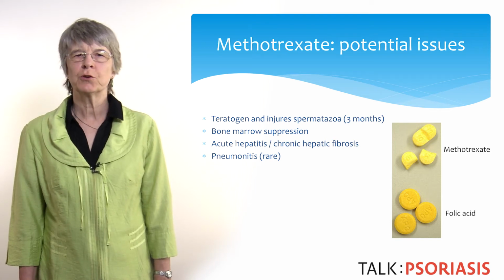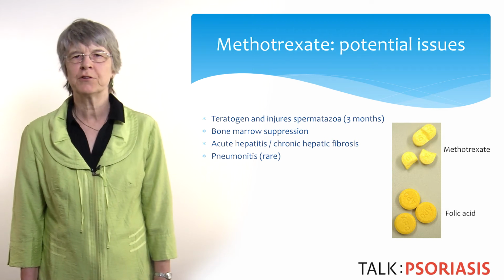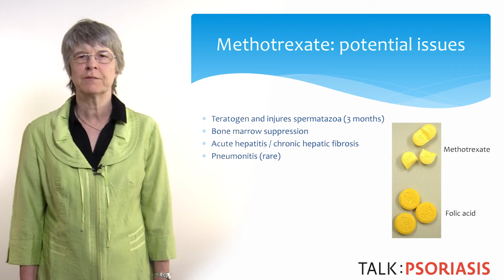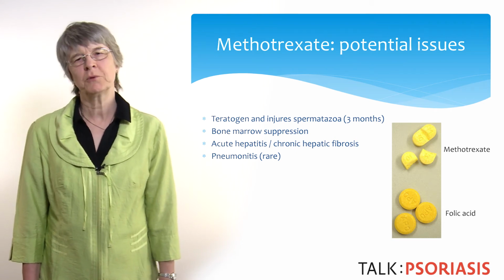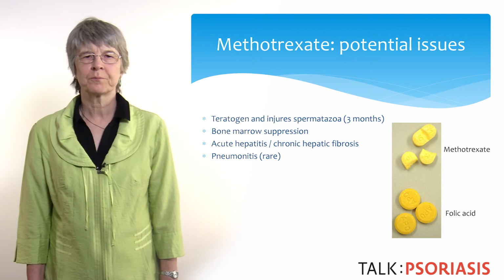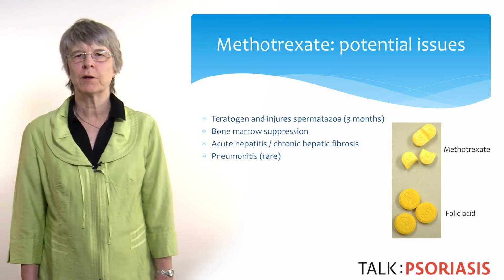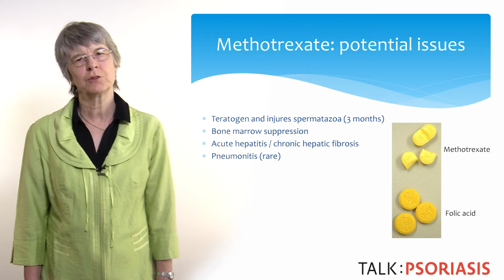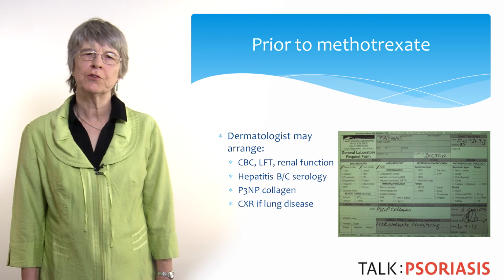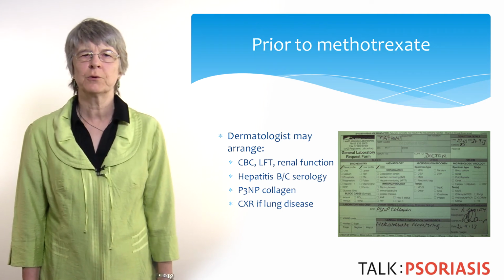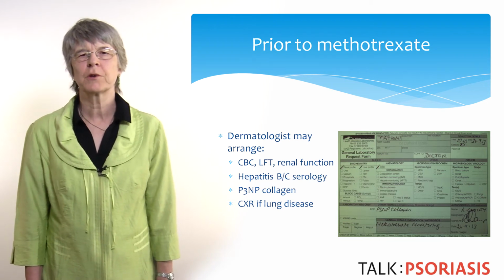It can cause acute hepatitis or chronic hepatitis with fibrosis, particularly in patients who already have damaged liver, most often due to previous hepatitis, viral hepatitis, or fatty liver. Pneumonitis is rare. Another problem is methotrexate and folic acid are both yellow tablets, which can confuse the patient. Prior to methotrexate, the dermatologist is going to arrange a number of tests to assess the safety and predict problems on treatment.